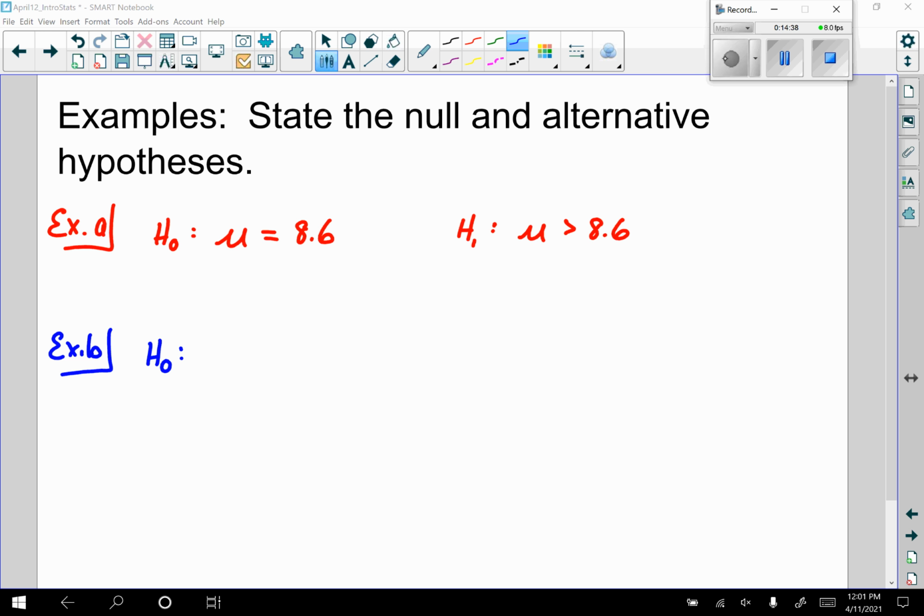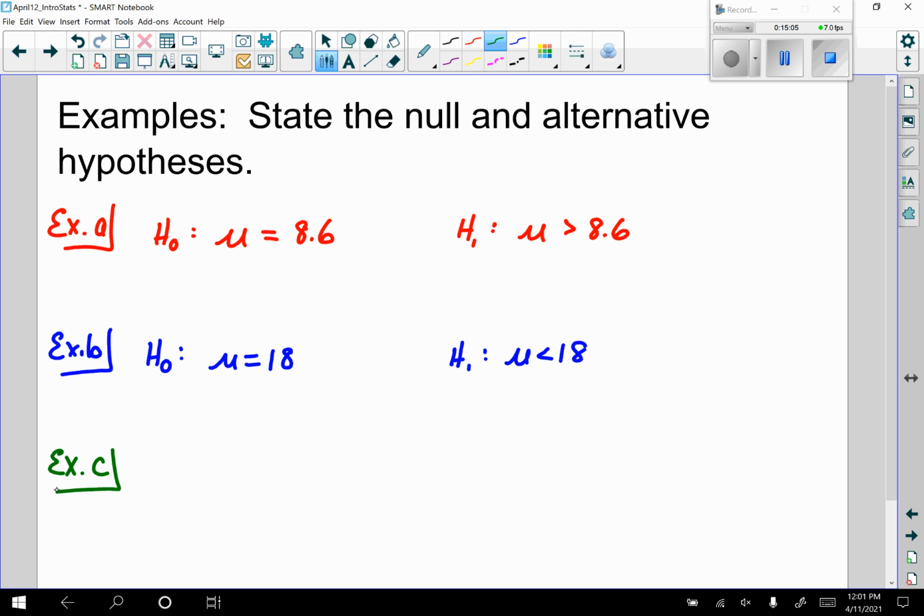Pause the video if you need more time, but in this example it says an engineer hypothesizes that the mean number of defects can be decreased in a manufacturing process of compact discs by using robots instead of humans for certain tasks. The mean number of defective discs per 1,000 is 18, so the null hypothesis would be that mu is going to equal 18, and the alternative is going to be that mu is less than 18.